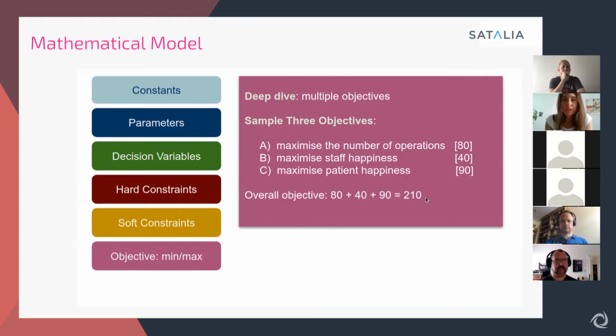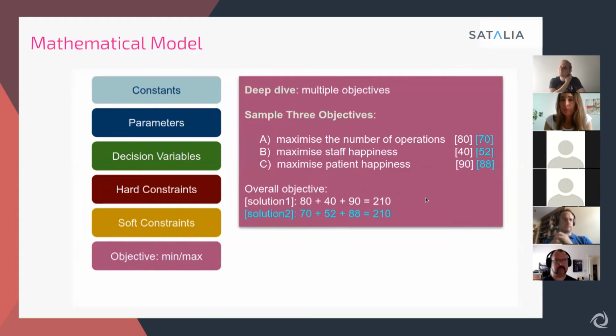So for illustration, let's say we have 2 solutions. So the first solution we've seen before, and now we have another solution. Now these 2 solutions have the same objective value, but they differ quite significantly in what they do for the different objectives. So in the second solution, the staff happiness is increased, but we are serving fewer patients.